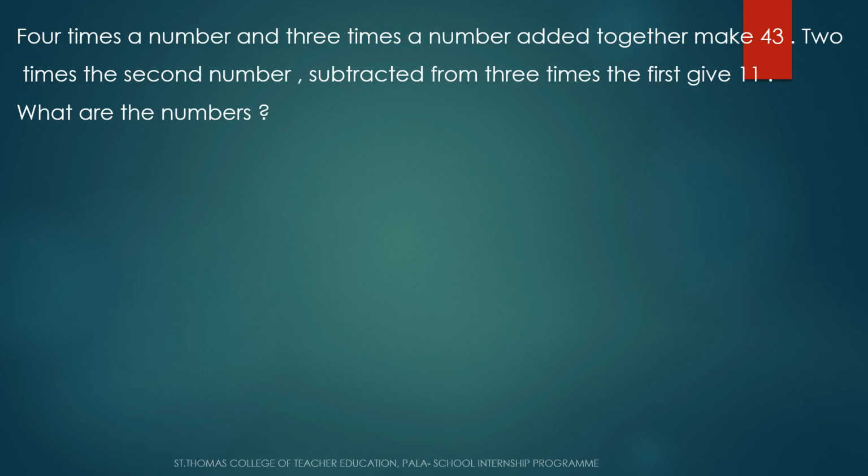Let's discuss a problem. Read the question. 4 times a number and 3 times a number added together make 43. 2 times the second number subtracted from 3 times the first give 11. What are the numbers? All of you read the question once again and tell me the things given in the question.